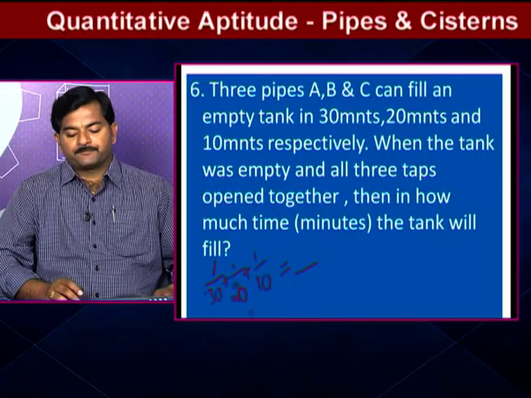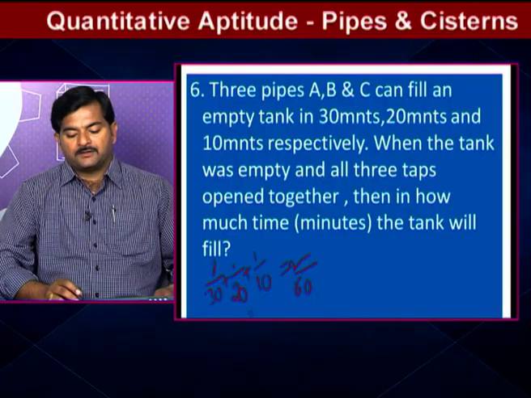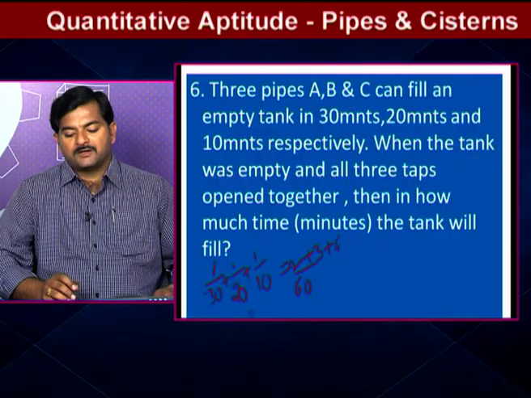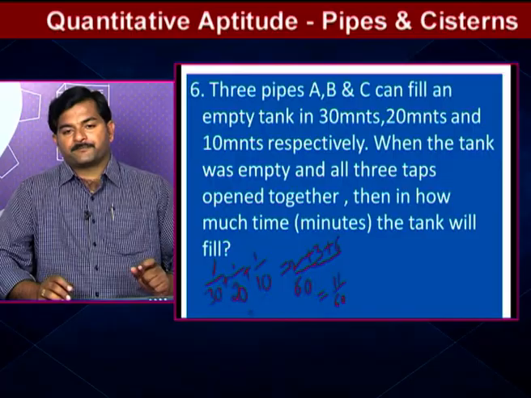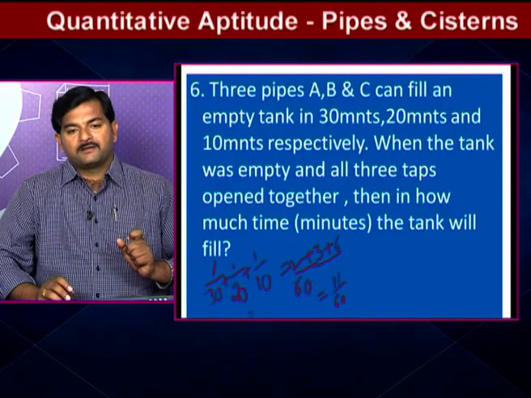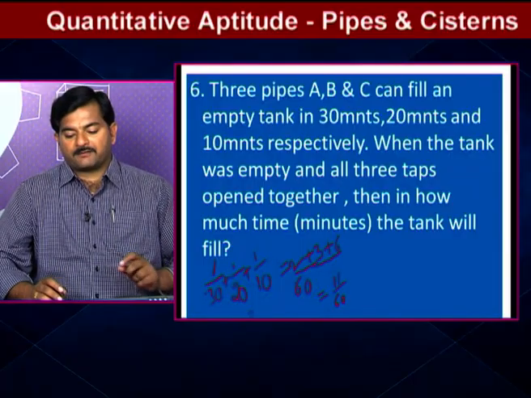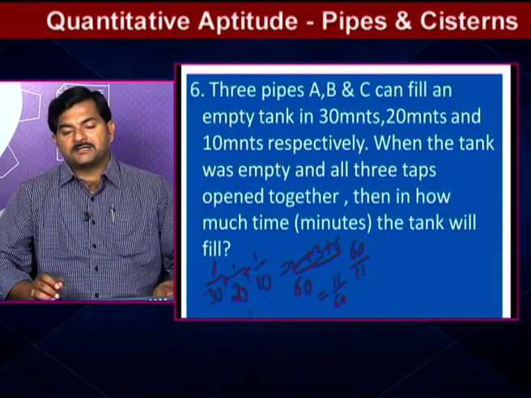So you can use the concept of LCM of 20, 30, 10. Here clearly the LCM is how much? I am getting 60. Okay, 30 2s are 60, 20 3s are 60, 10 6s are 60. So 11/60 is what? The 3 pipes together can fill 11/60 of the tank in 1 minute.